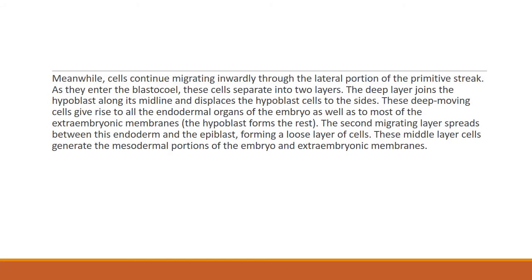Meanwhile, cells continue migrating inwardly through the lateral portion of the primitive streak. As they enter the blastocoel, these cells separate into two layers. The deep layer joins the hypoblast along its midline and displaces the hypoblast cells to the sides. These deep moving cells give rise to all the endodermal organs of the embryo as well as to most of the extraembryonic membranes. The second migrating layer spreads between this endoderm and the epiblast, forming a loose layer of cells. These middle layer cells generate the mesodermal portions of the embryo and extraembryonic membranes.